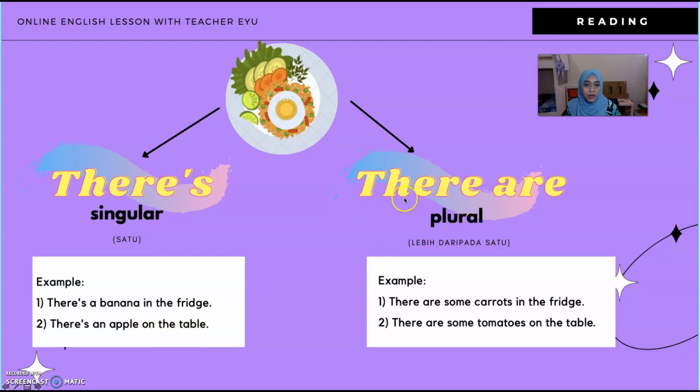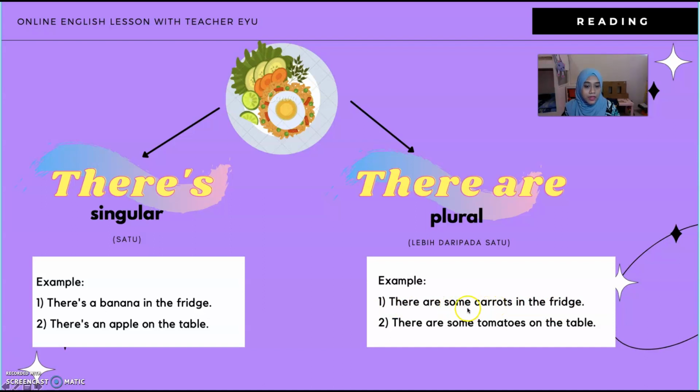There are. Okay, we use there are for plural. Okay, plural means lebih daripada satu. Tadi singular satu. Now plural lebih daripada satu. So kalau plural, if it is a plural, we use there are. Okay, kalau benda tu lebih daripada satu, kita guna there are. Example, there are some carrots in the fridge.